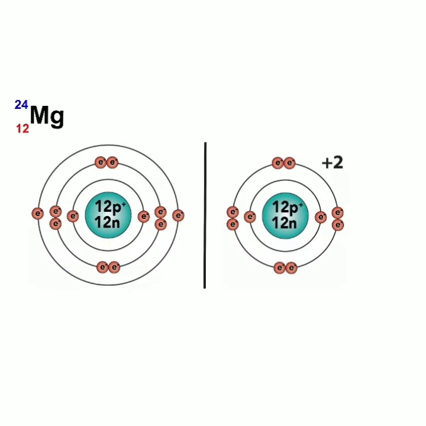If magnesium loses its 2 valence electrons, it will become an ion. Loss of electrons will make magnesium gain a charge of positive 2, because protons in the nucleus outnumber electrons.